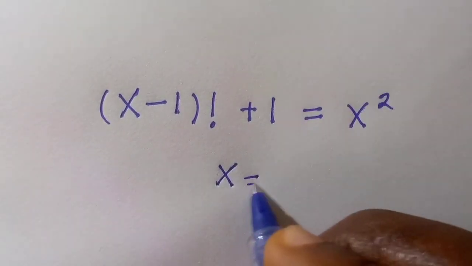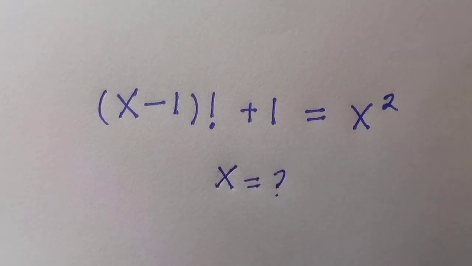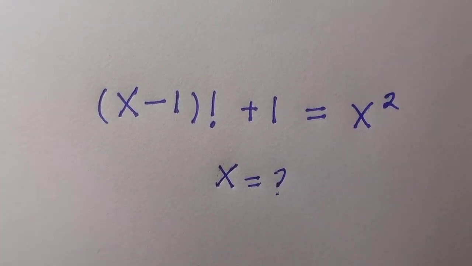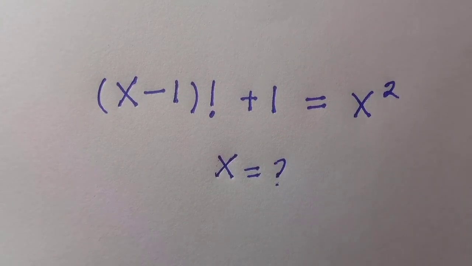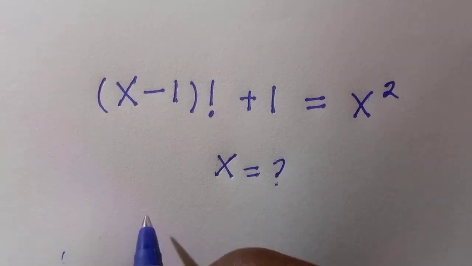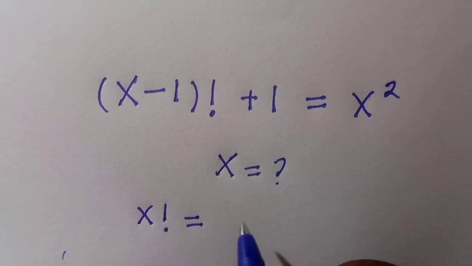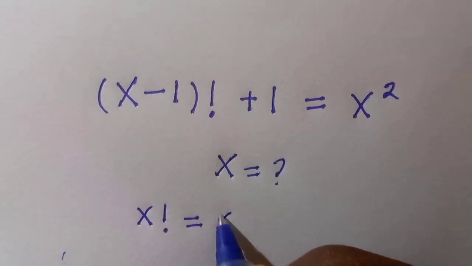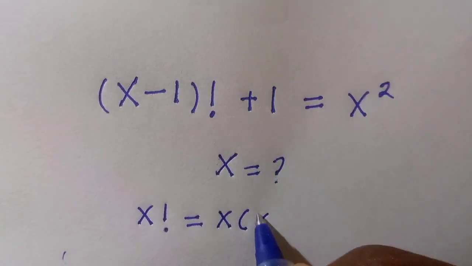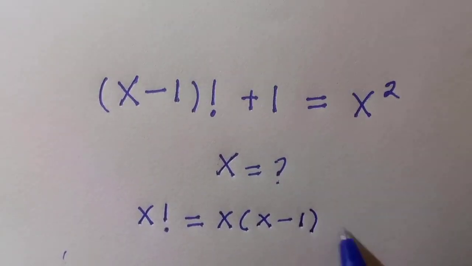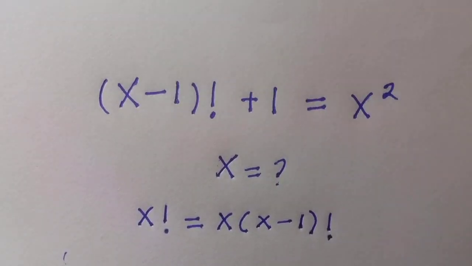In this video, I'm going to show you how to solve these factorial equations. Actually, we have a quadratic at the right hand side, but we cannot conclude these quadratic equations until we apply some basic rule of factorial. Suppose you have x factorial, this gives x times (x minus 1) factorial, and it continues like that.